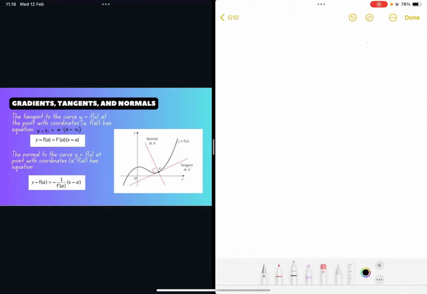Okay, so hello everyone. In this video, I'm going to explain the new subtopic, which is gradients, tangents, and normals. Actually, you can find the subtopic in your book. So please just open your book, the Pure Mathematics one. I don't know what page it is, but if you go through the book, you will find this subtopic, which is gradient, tangent, and normals.